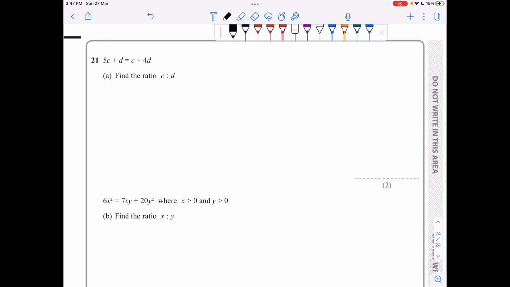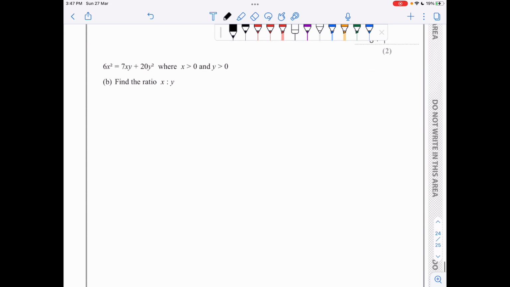In question 21, we're being given that 5c plus d is c plus 4d, and we need to find the ratio c to d. So I will start by saying that 5c minus c is 4d minus d. So 4c is equal to 3d, leading to c over d is 3 over 4, and therefore the ratio is 3 to 4.